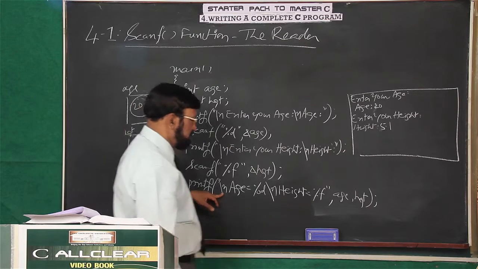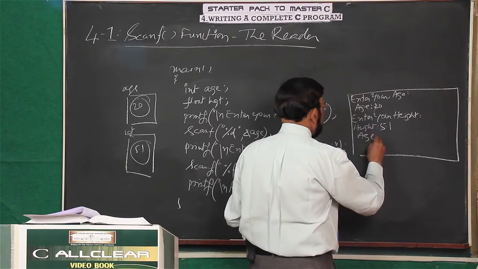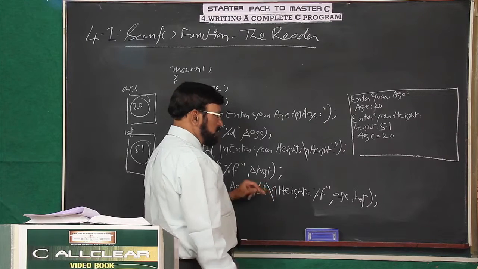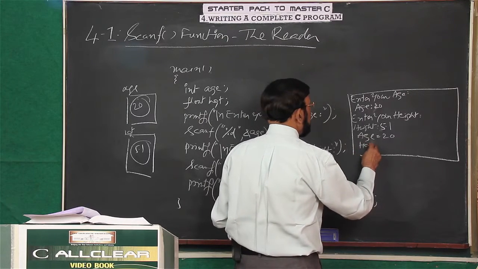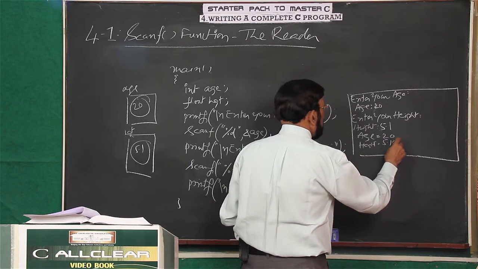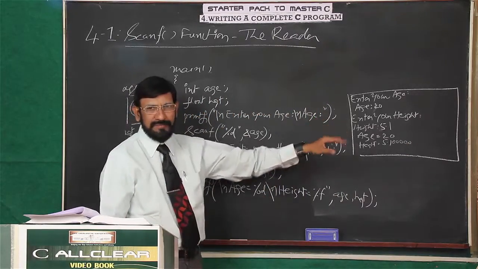Now you have written the output statement. As a result, 20 is printed. Thereafter, a new line sequence is there, then the cursor comes here. Then height is equal to 5.1. This is the program.